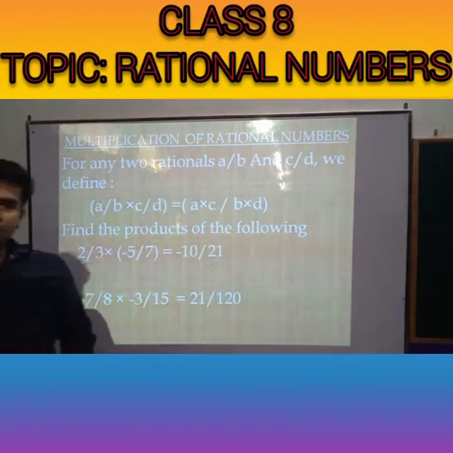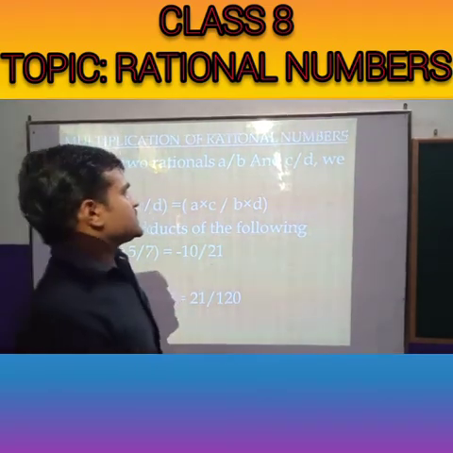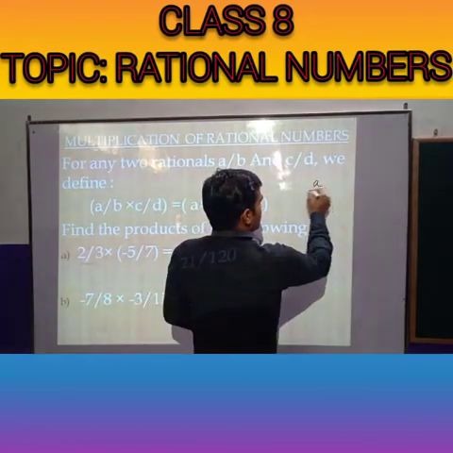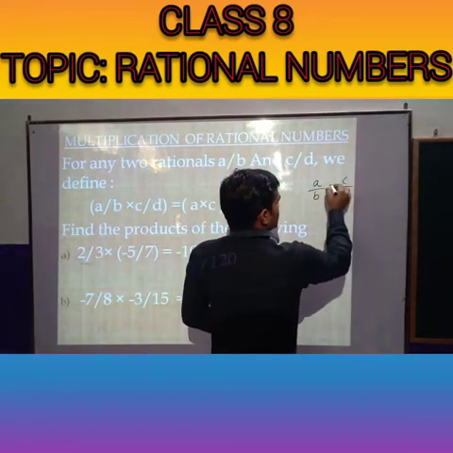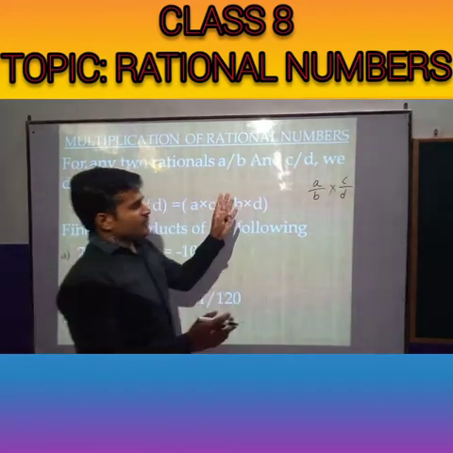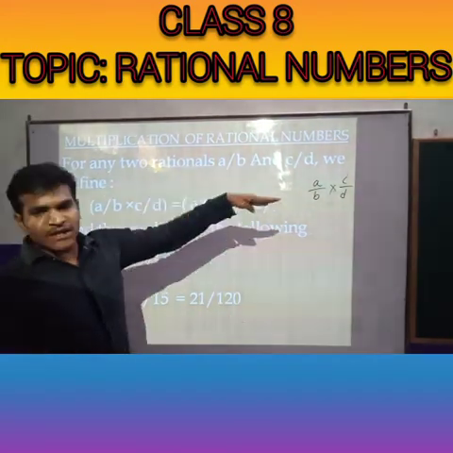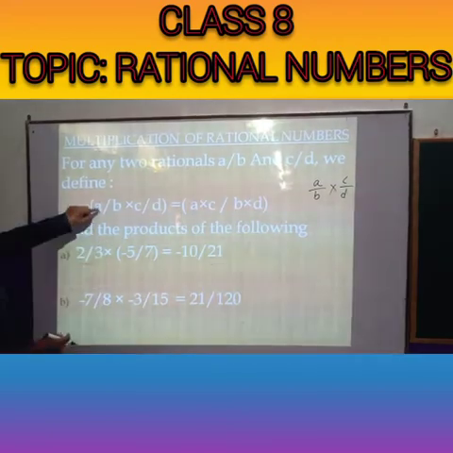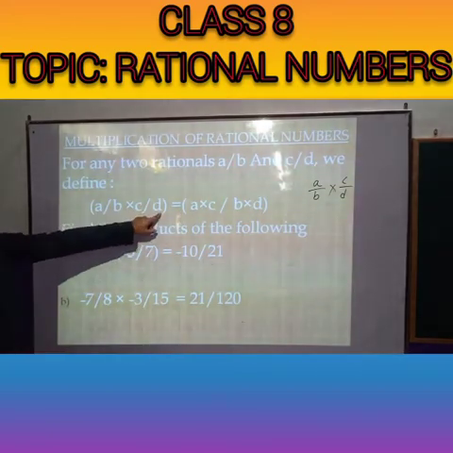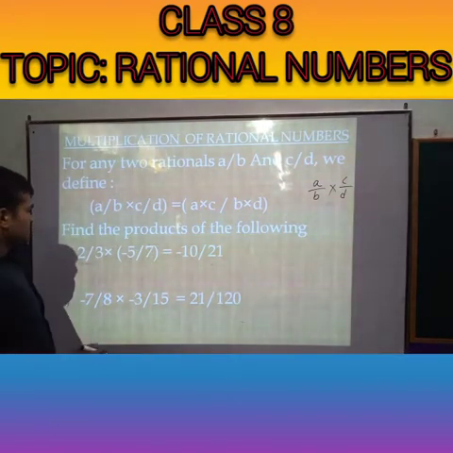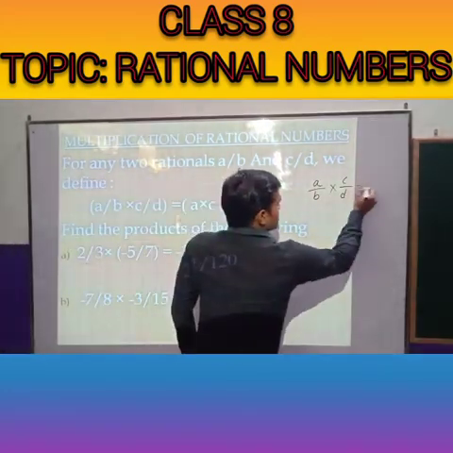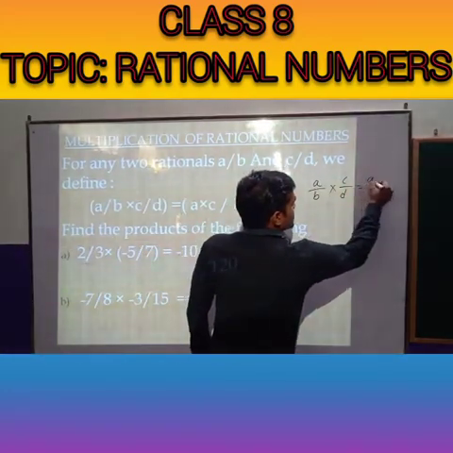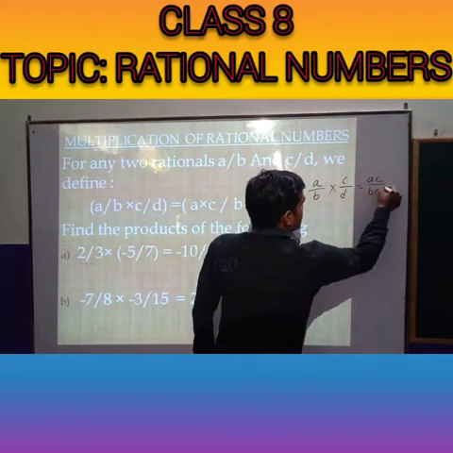For any two rational numbers a upon b and c upon d, when we multiply them, we multiply numerator with numerator and denominator with denominator. So a upon b into c upon d is equal to ac upon bd. That means a multiplied with c, so ac upon bd.